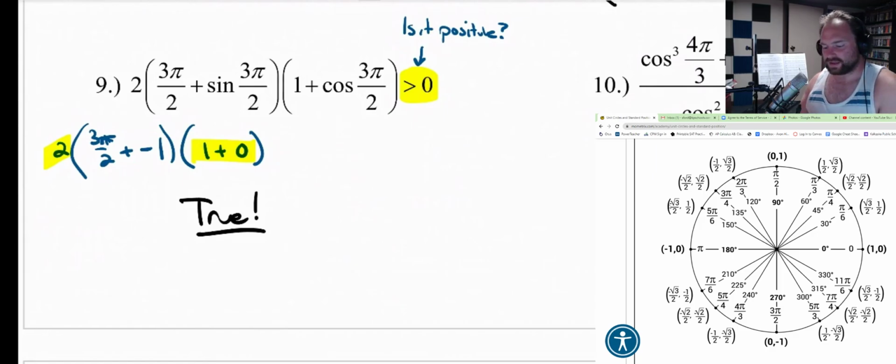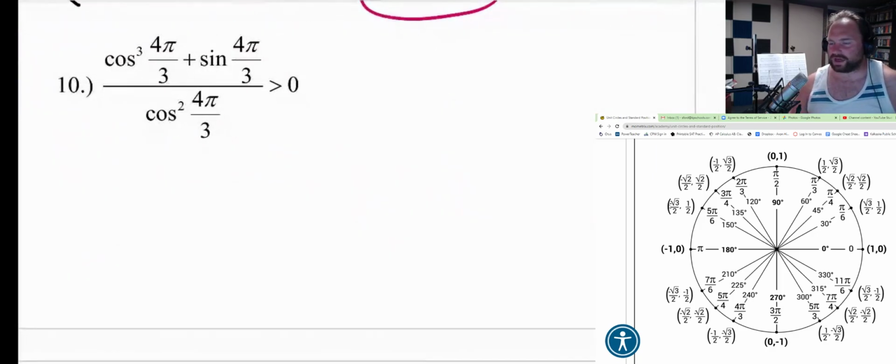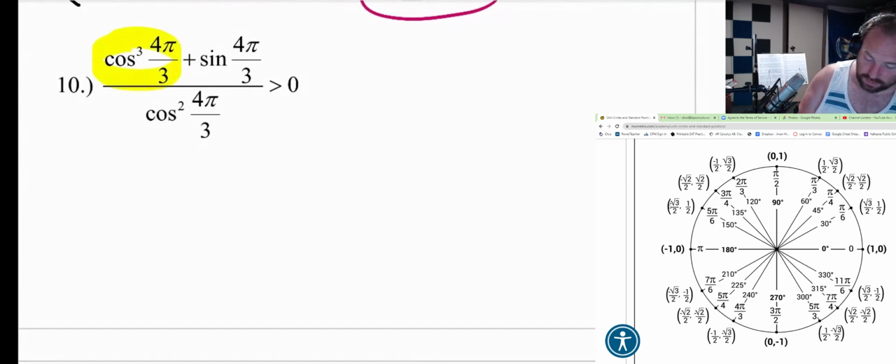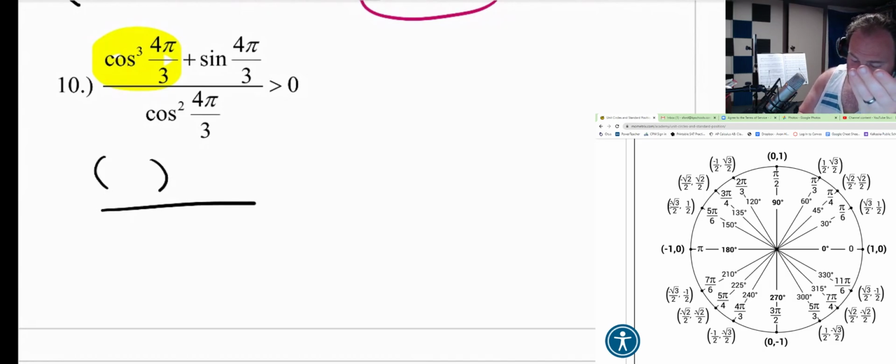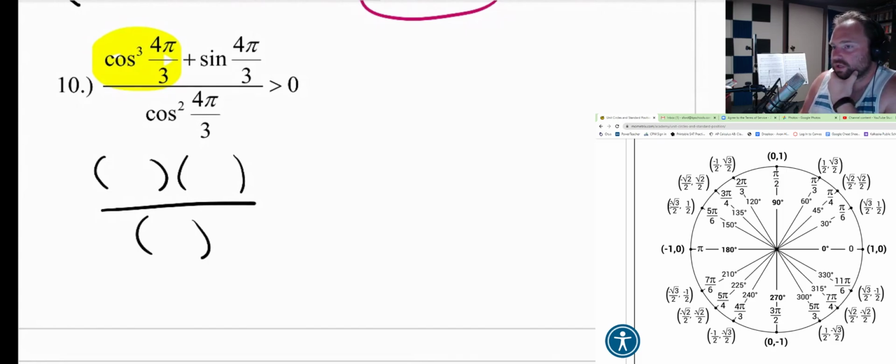It's always positive. Number 10 is going to be very much the same kind of question. Is it positive or negative? We basically have 3 chunks here, and all we have to do is decide if they're positive or negative. So let's start with the yellow chunk, the cosine cubed of 4 pi over 3. All I'm going to do in this problem, honestly, is talk about whether it is positive or negative. So let's think about the cosine of 4 pi over 3.